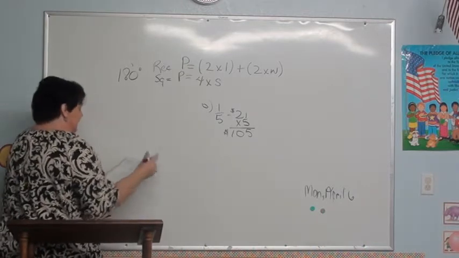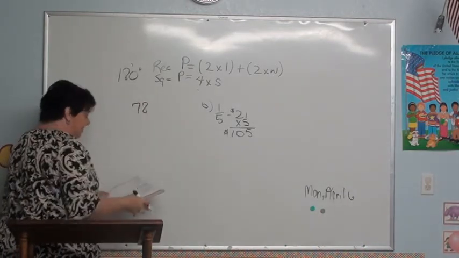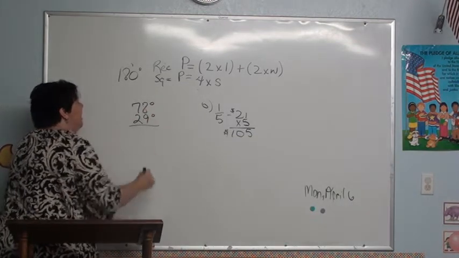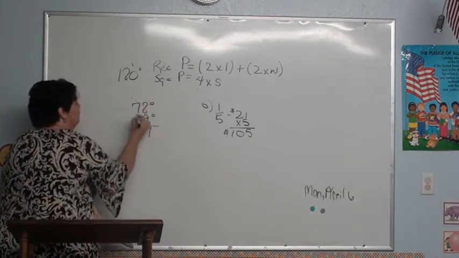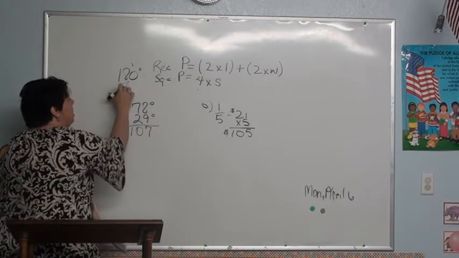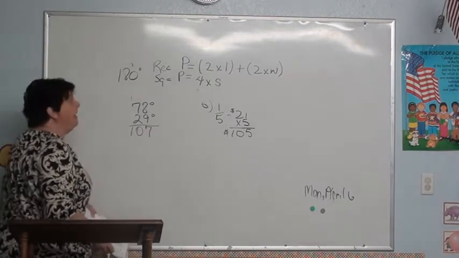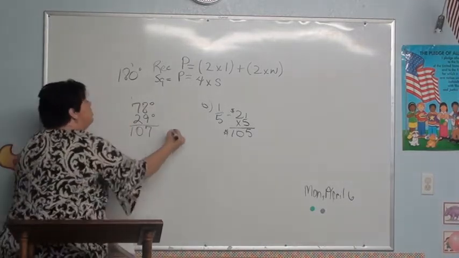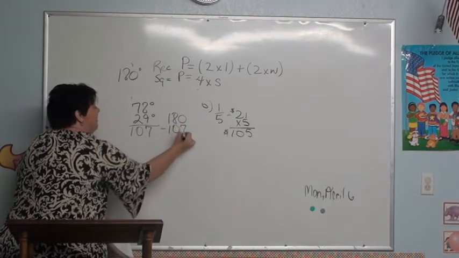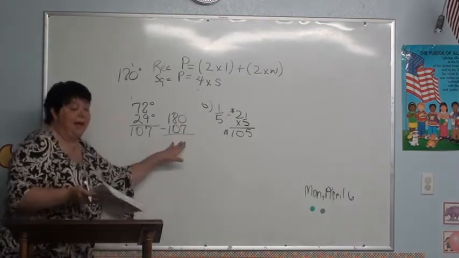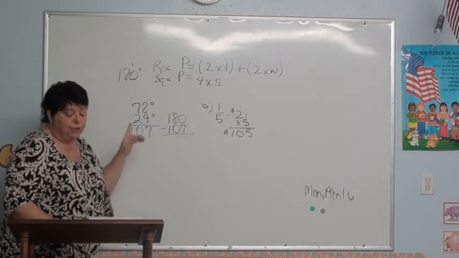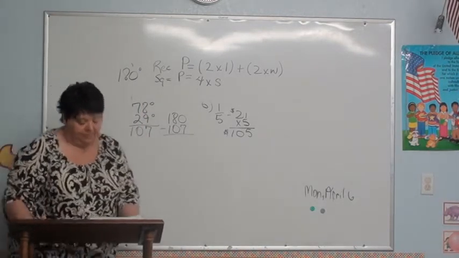In A, it says one angle is 78 degrees. The other one is 29 degrees. I'm going to add these up. I have 107. All three angles of the triangle must total 180. So I'm going to say 180 minus 107. And then that will give me my answer. So write this down for 5A so you'll know how to do the rest of them.